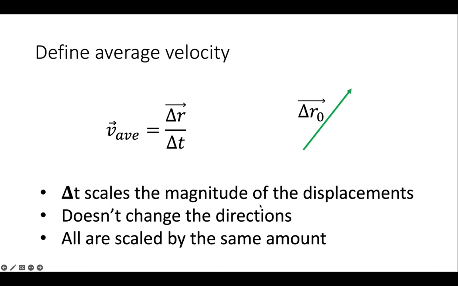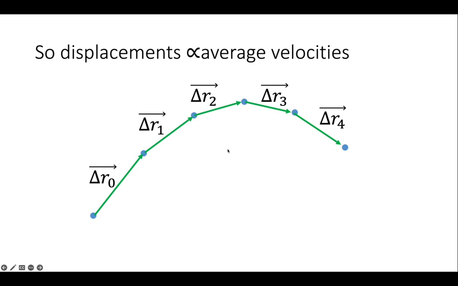I'd like to take the motion diagram that we've developed with our delta R0 through delta R4, and instead of thinking of these as displacements, I can think of these as just scaled versions of average velocities. So instead of delta R0, I have v0.